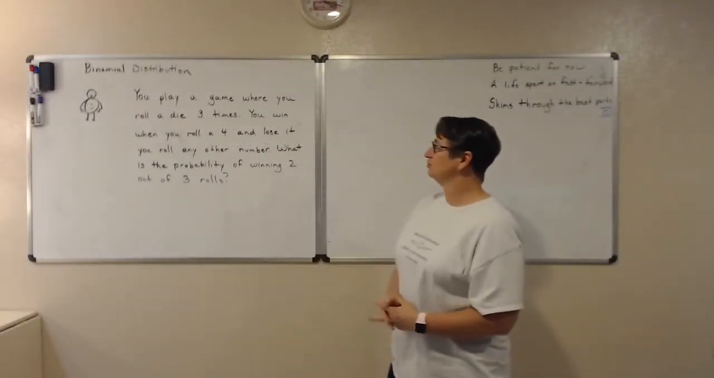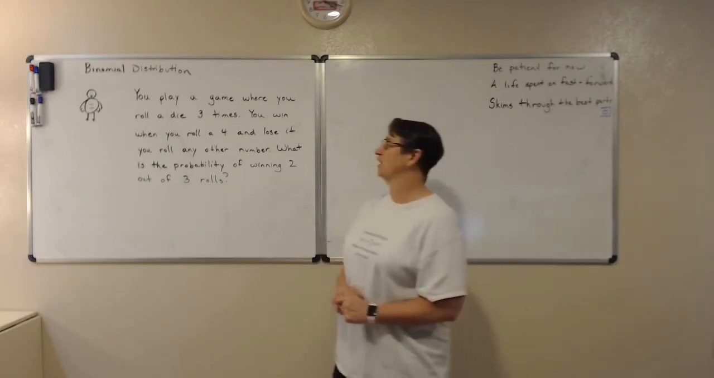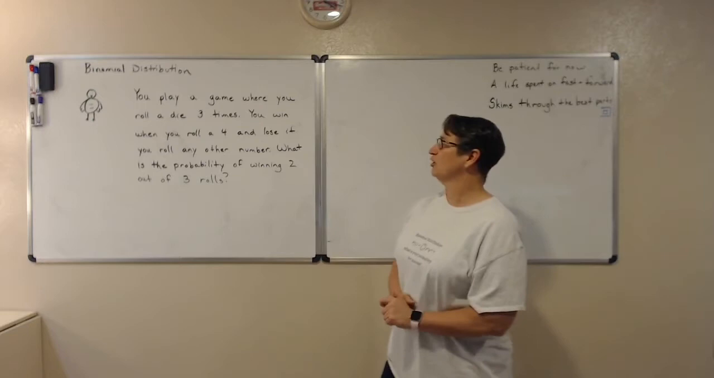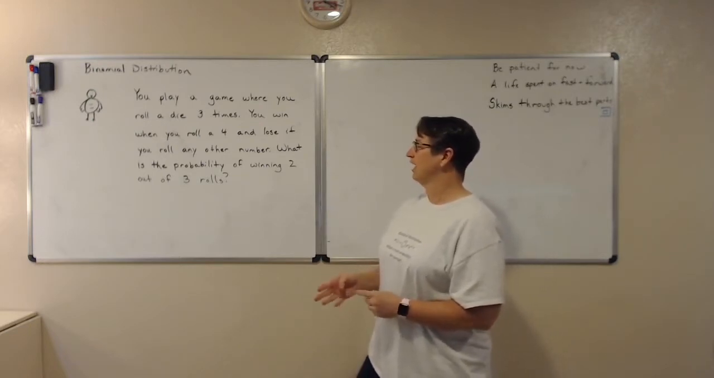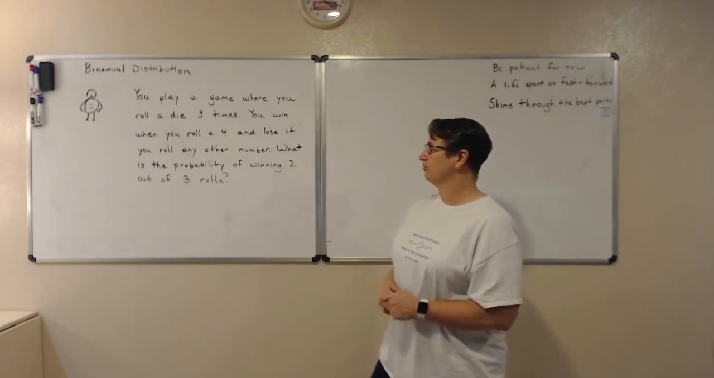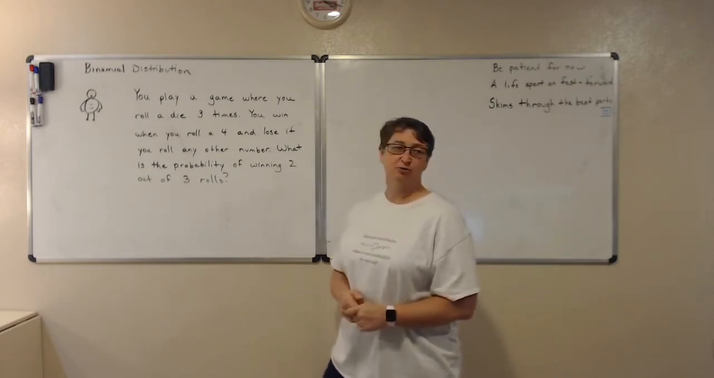You can see that this is pretty much what we did last week, but it's going to tie into today's as well. It says you play a game where we roll a die 3 times. You win if you roll a 4, and you lose if you roll any other number. What is the probability of winning 2 out of 3 rolls?